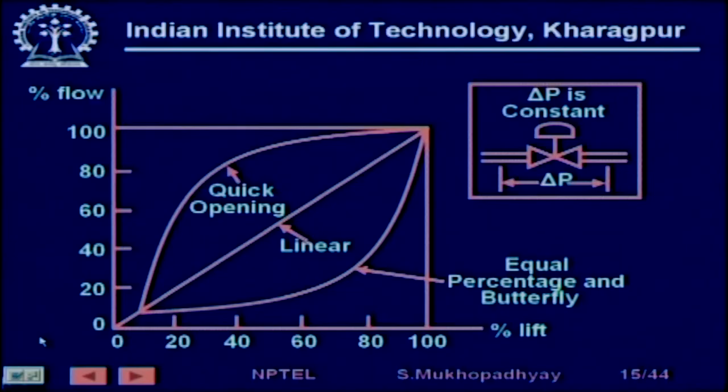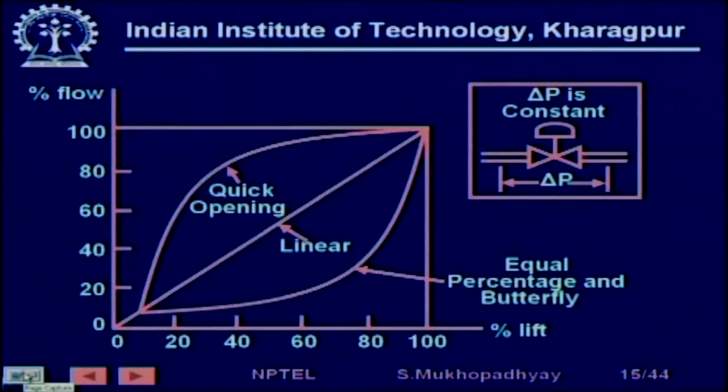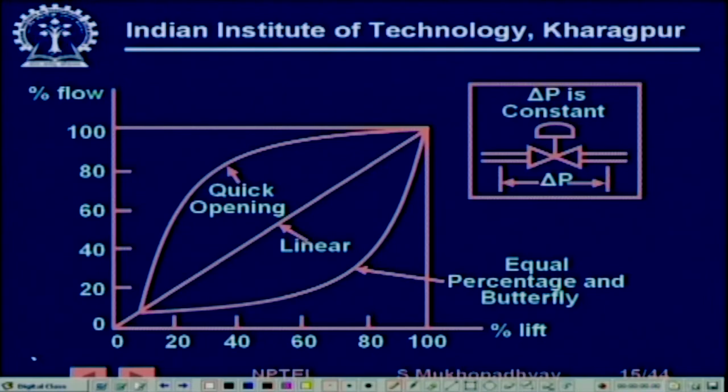Now we have seen three different types of valves characterized in terms of construction, right? Now we shall characterize valves in another way, depending on their flow characteristics. Depending on their flow characteristics, valves can generally be characterized into three different classes. Butterfly valves are typically of equal percentage type. So one is this equal percentage, another is linear, and the third one is quick opening.